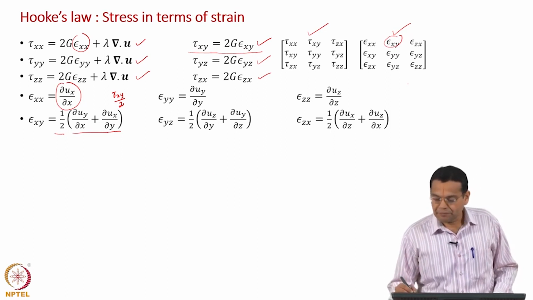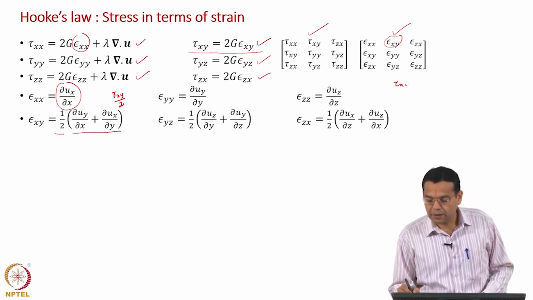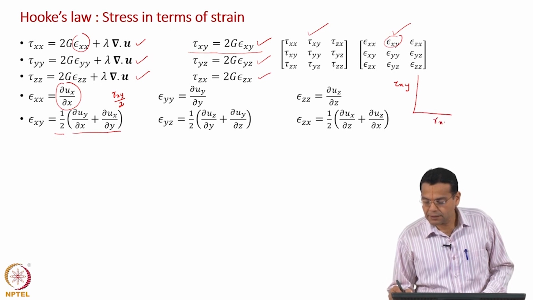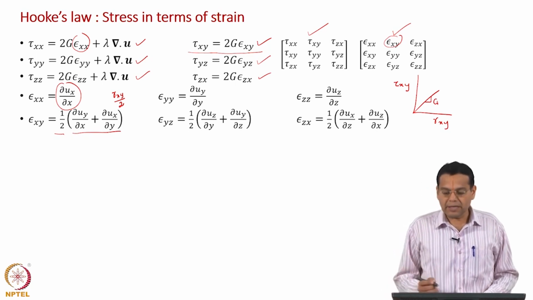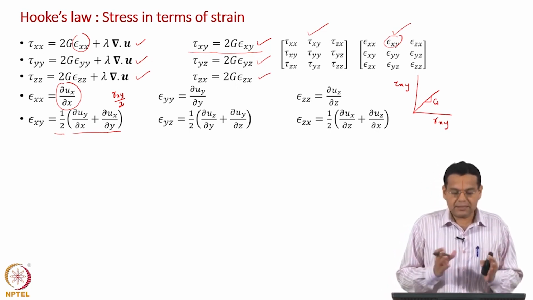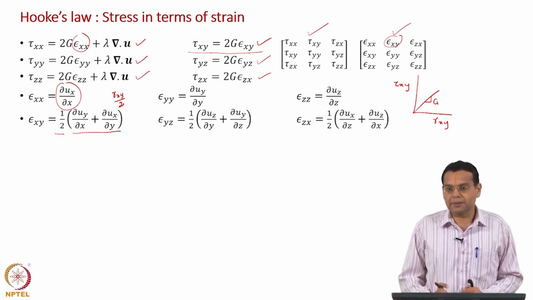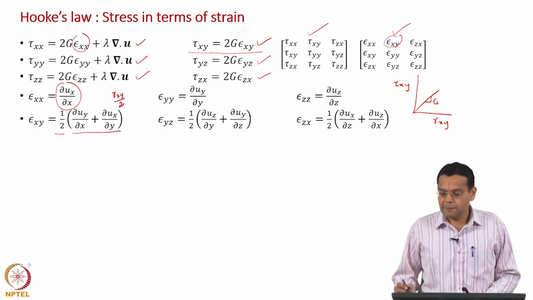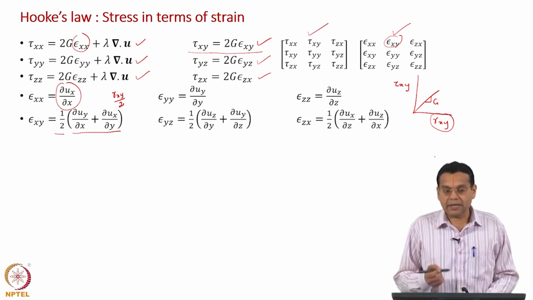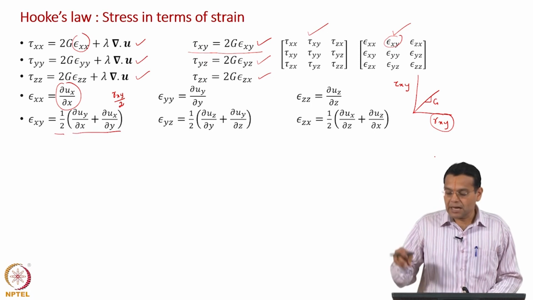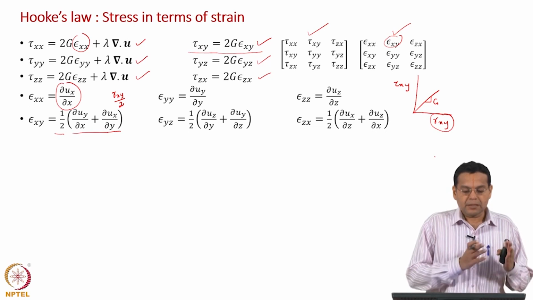Remember, when we discussed a linear relationship, we plotted a graph between tau xy and gamma xy, and the slope was G. But when we want to express it more formally as a stress strain relationship, we express it in terms of epsilon xy. I think this should be kept in mind, as it can be a cause of confusion. When we measure the change in angle, that is gamma xy, but when we express it formally the component is half of that gamma xy, and that is why the relationships are between tau and epsilon.